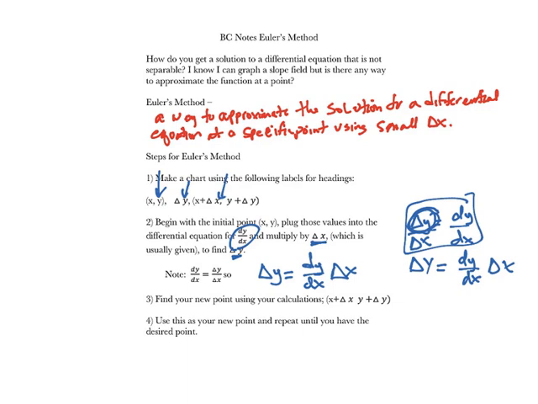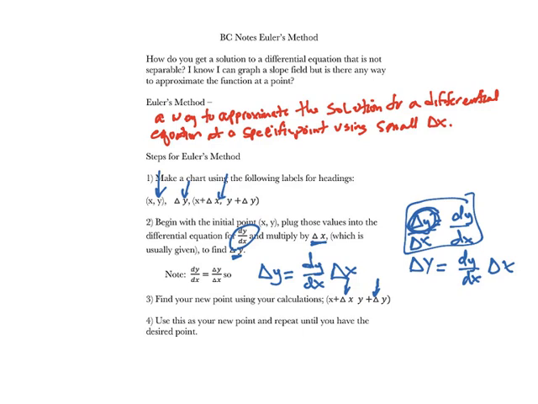So then you add your delta x to your x point, you add your delta y to your y point, and that's your new point that you start with, and then you do Euler's method again until you get to the required point that they ask you to find.